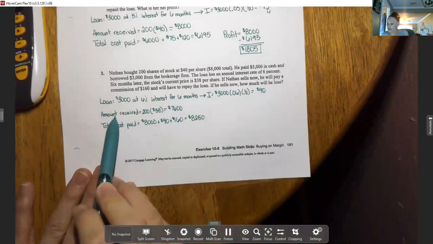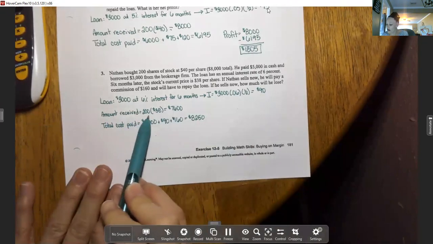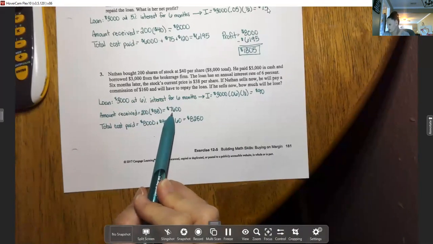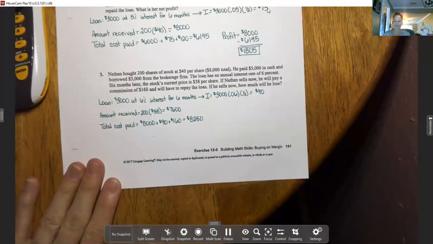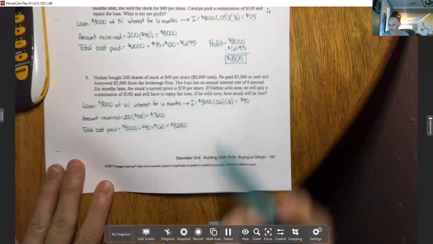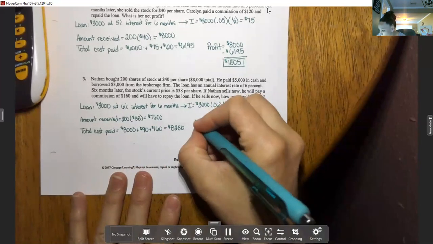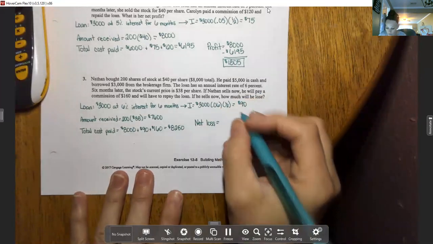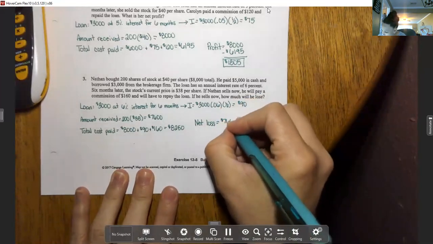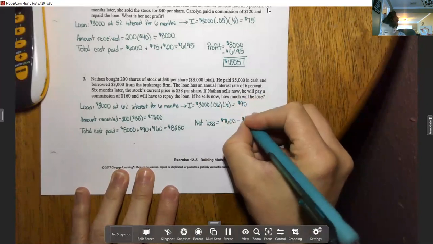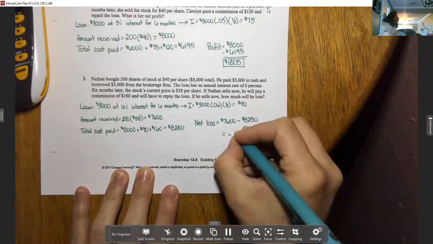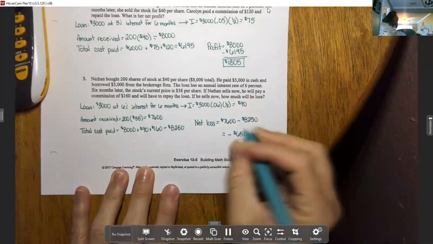So $90 interest. When Nathan goes to sell his stock, the 200 shares at $38 each, he gets $7,600. But the total cost paid is $8,250. So his net loss here, we do 7,600 minus the 8,250. We get negative $650.